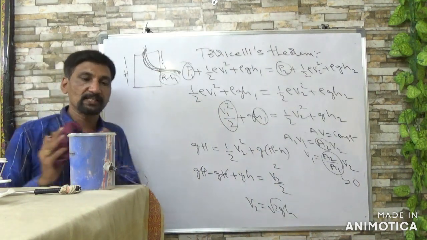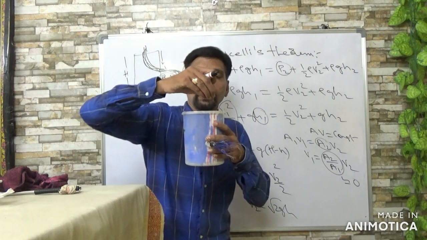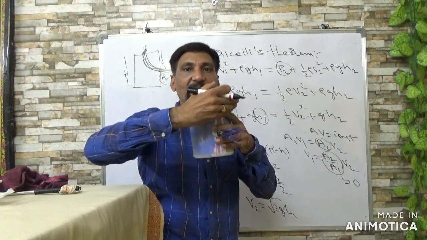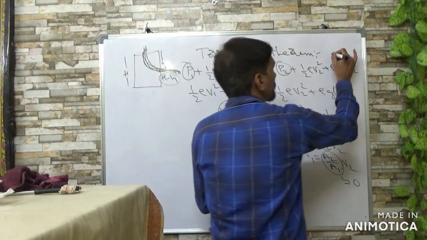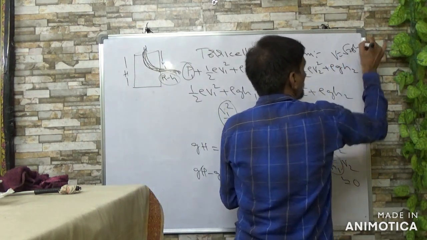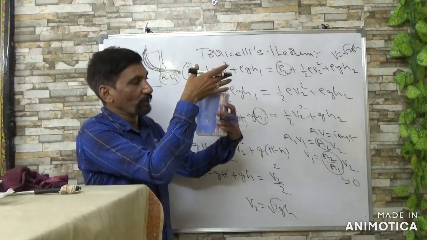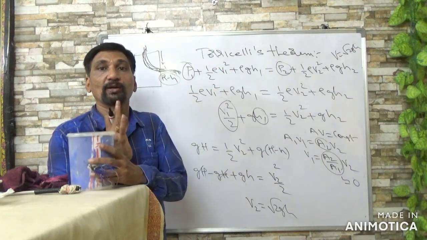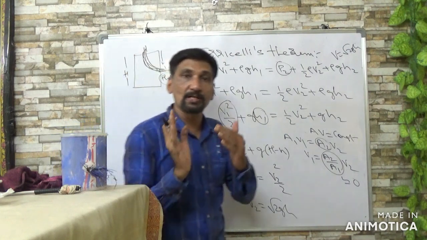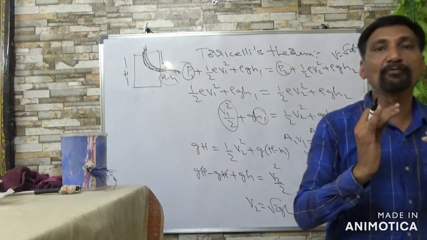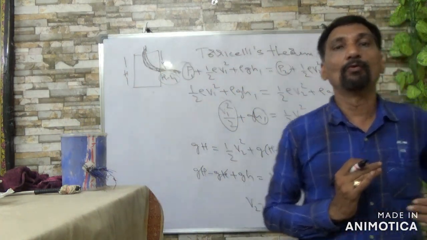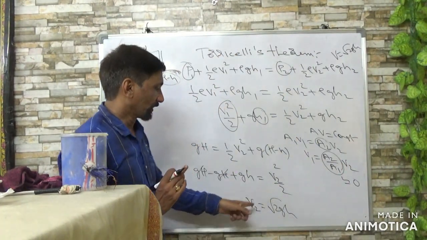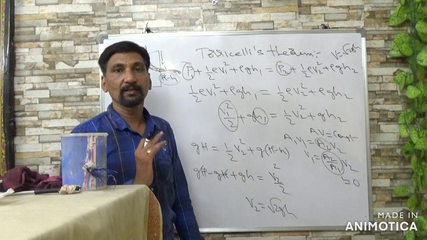What do you notice? When you allow a solid to fall from height h, it gains velocity equal to under root 2gh. The same as the fluid allowed to fall through a height h. That is Bernoulli's theorem: the velocity gained by a freely falling body when it is allowed to fall through a height h is the same as the fluid, nothing but under root 2gh.